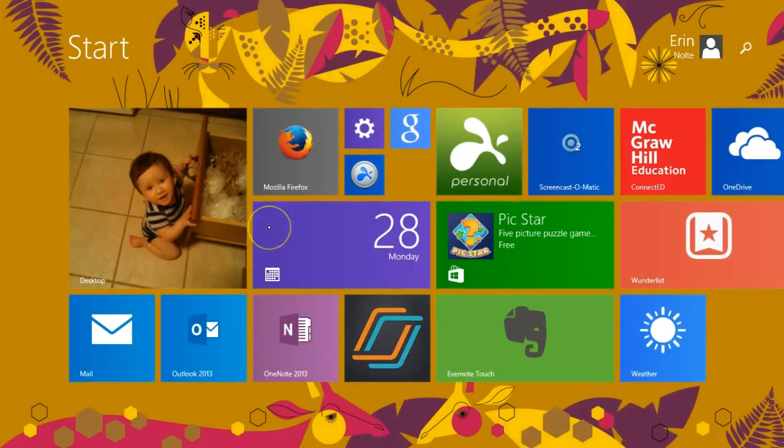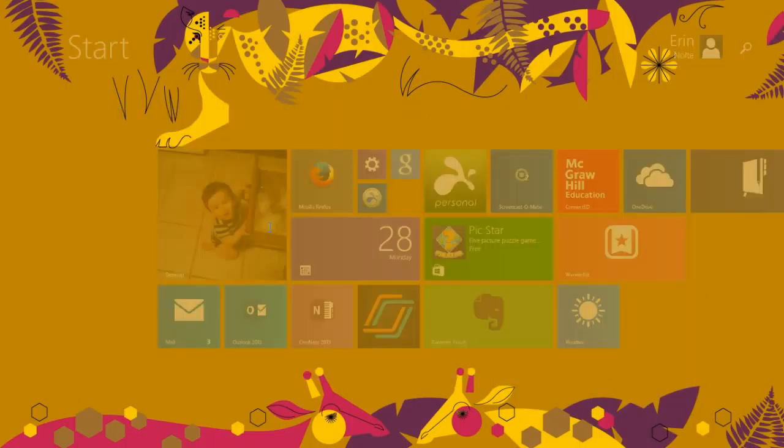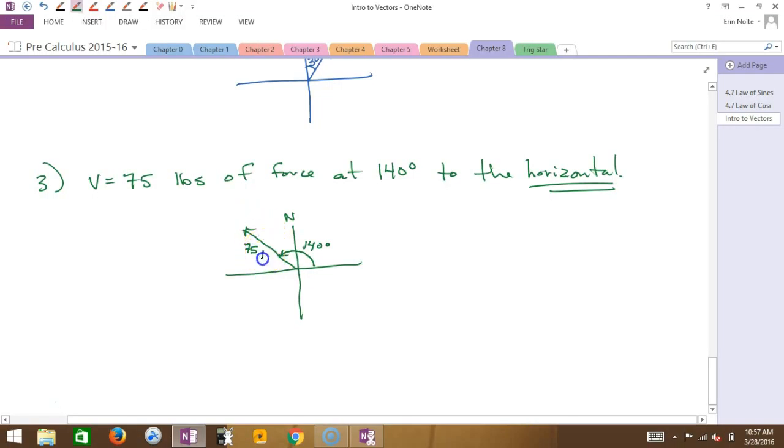So the magnitude of that would be 75 pounds. So 75 units, distance is 75.